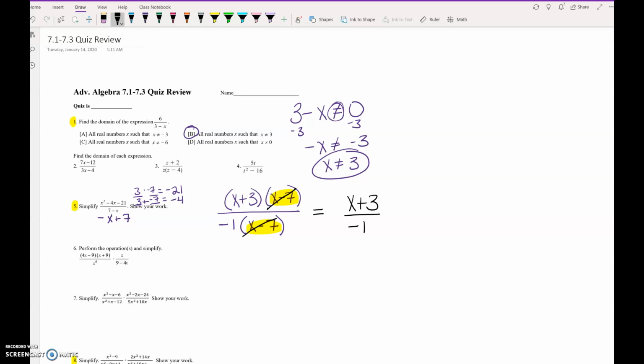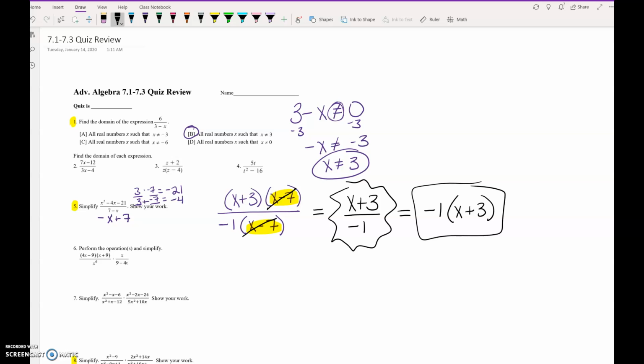If you wrote that as your answer, I would count that as correct. But typically you put the negative up on top, so a more correct answer would be negative 1 times x plus 3. When all there is on the bottom is a negative 1, you can put that negative anywhere, so you just move it to the top. And that problem on the test, or on the quiz, is not multiple choice. So again, if you left your answer like this, I would count that as correct. I would consider that a correctly done problem. Technically, the one that I boxed is more correct, but on a quiz like this, you get the point.